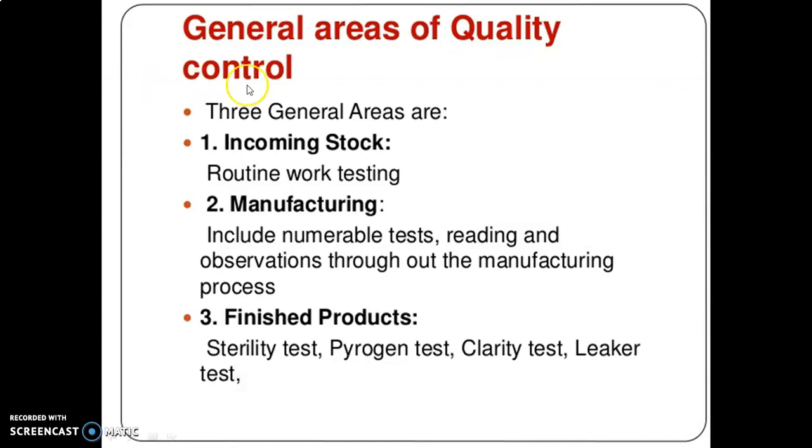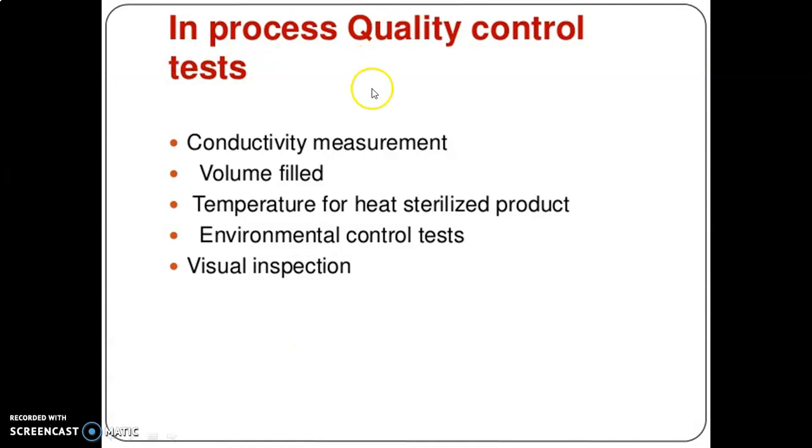General areas of quality control: there are three general areas. Incoming stock, that is routine work testing. Then manufacturing, which includes the enumerable tests, readings and observations throughout the manufacturing process. And the third one, the finished product: sterility test, pyrogen test, clarity test, leakage test, etc. In process quality control tests are called IPQC tests.